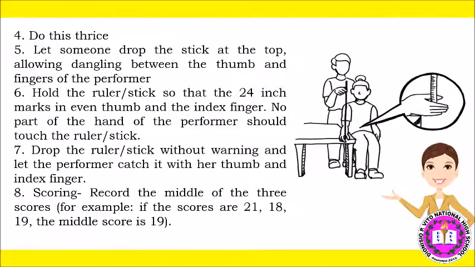Eighth, scoring: record the middle of the 3 scores. For example, if the scores are 21, 18, 19, the middle score is 19.